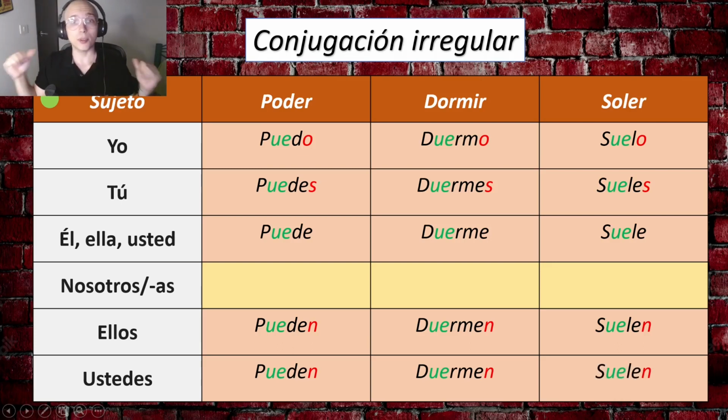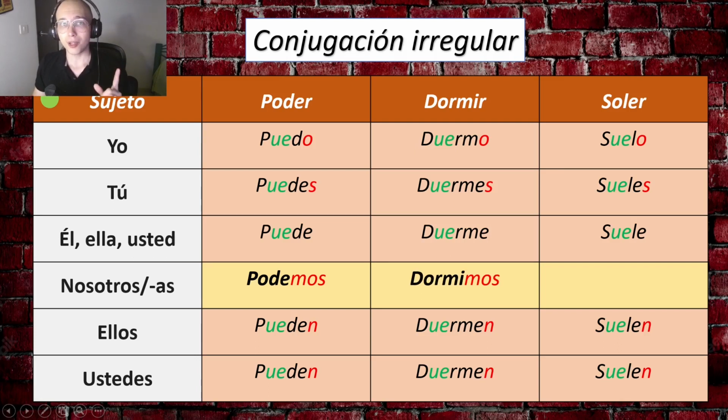Now, as in the previous video, guys, when the subject is nosotros, we won't be doing this declination, but the sound of the verb will remain the same as in the original form. So we say, nosotros podemos. One more time. Nosotros podemos. Nosotros dormimos. Careful, it's an IR ending verb, so we say nosotros dormimos and nosotros solemos. So we have we can, podemos, we sleep, dormimos, we usually do, solemos.